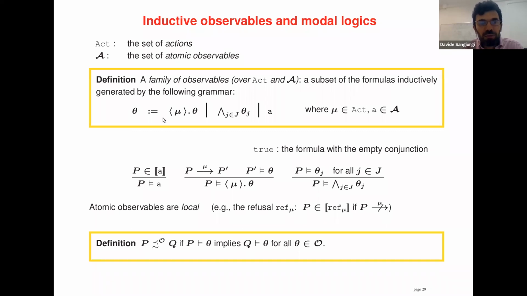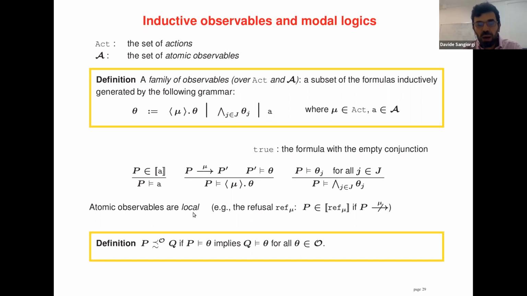For the definition of observables, I use modal logic. In fact, I use the positive fragment of Hennessy-Milner logic. So we have the diamond operator and the conjunction. I also use atomic observables. The meaning of the diamond operator is the obvious one: diamond mu theta holds for P if P has a transition mu to some P prime that has observable theta. Conjunction, as you expect, can be infinite. If it is empty, then we have the true formula.